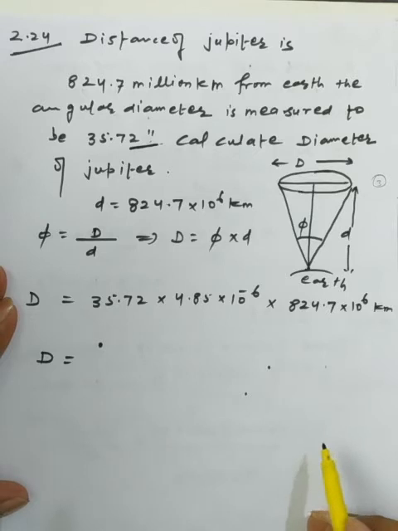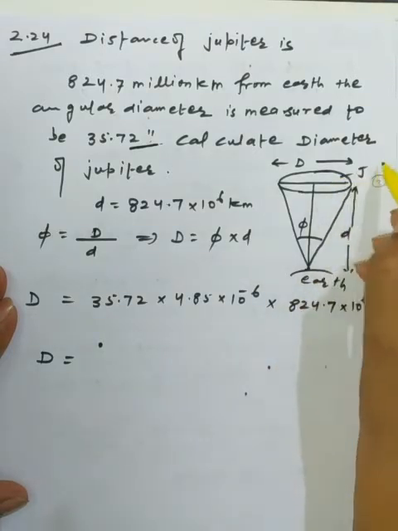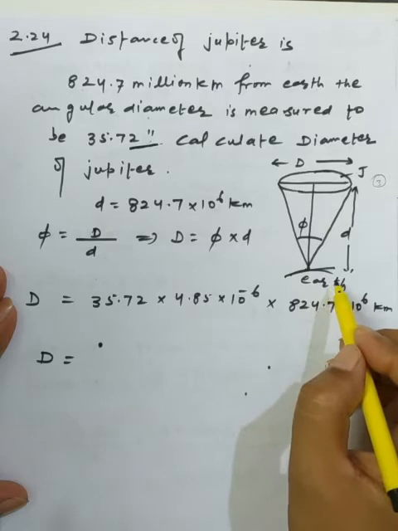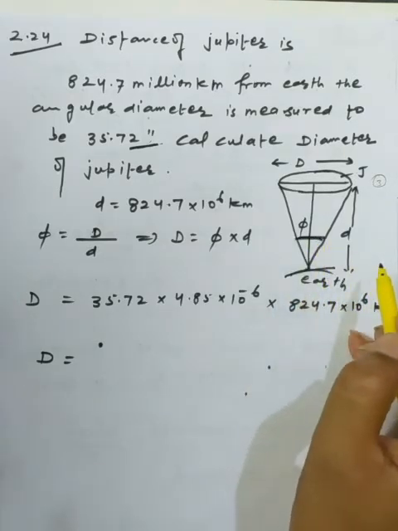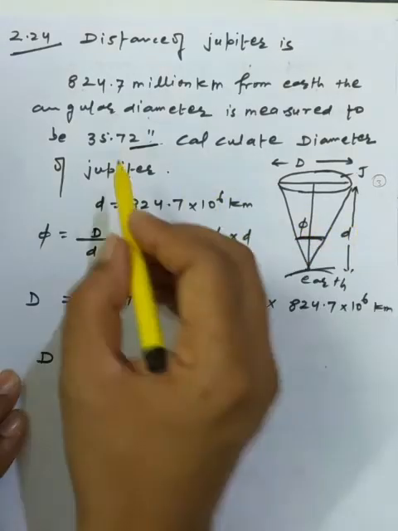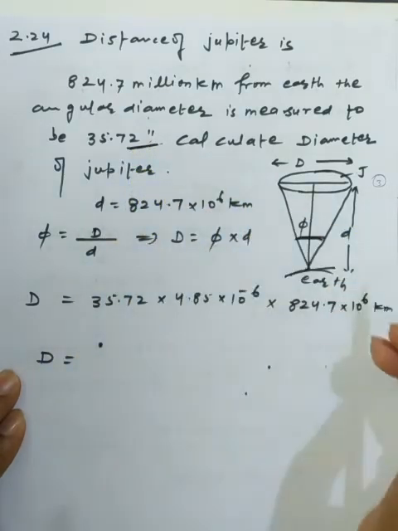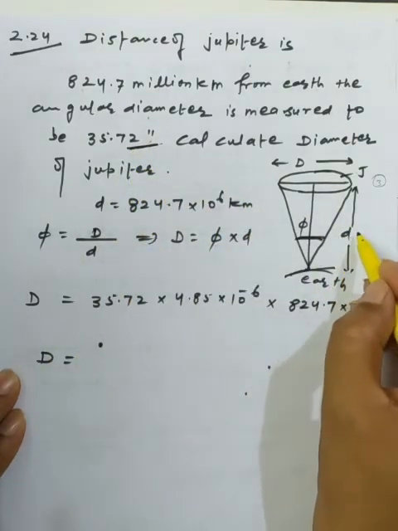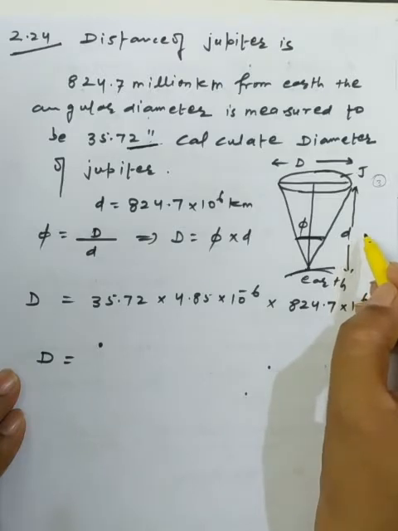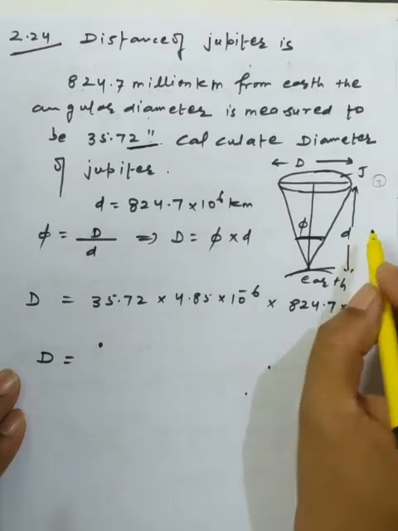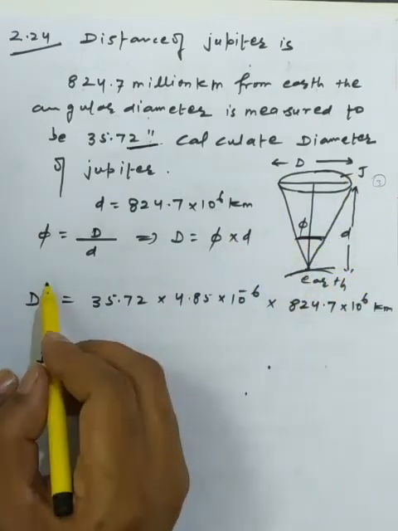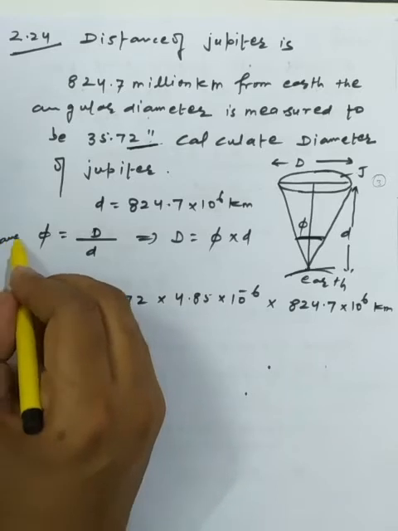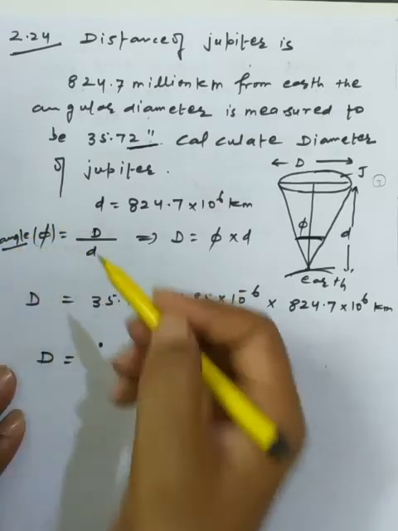So we are approaching it in the simplest way. Suppose this one is Jupiter, and whenever we are watching from the surface of the Earth with the help of a telescope, the angle available on the eyepiece of the telescope is 35.72 seconds. And this Jupiter is at a distance of 824.7 million kilometer from the surface of the Earth. Now we write the simplest formula: theta is equal to arc upon radius, that is the meaning of the angle we have.